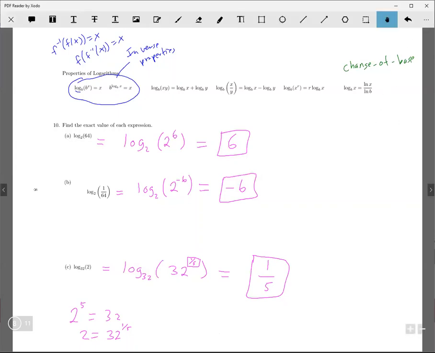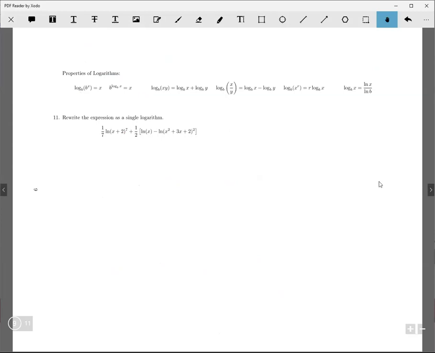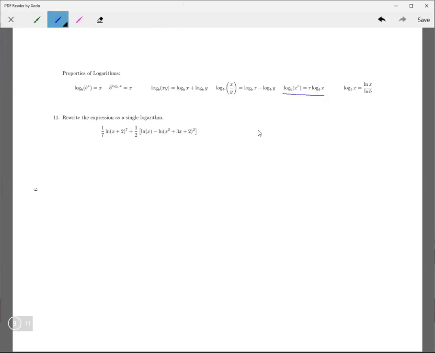So let's go on to the next one. Here we're going to use these properties, and we're going to rewrite this expression as a single logarithm. When you do something like this, the thing you typically do first is shift all the powers upwards. So this 1/7 you want to take up here.